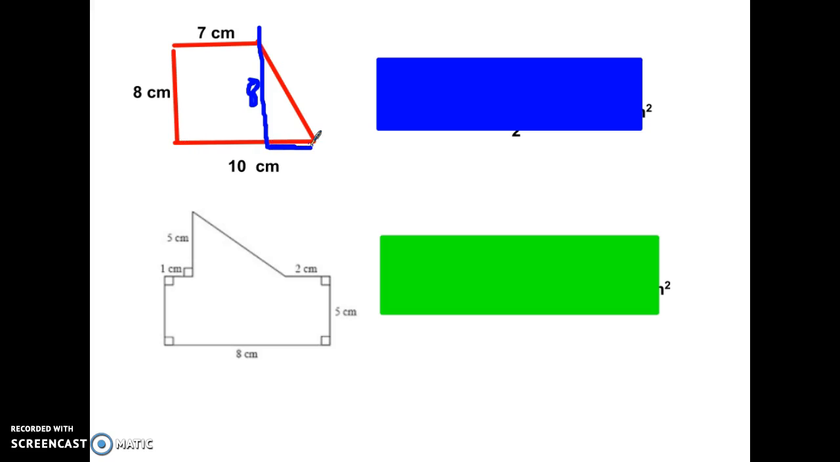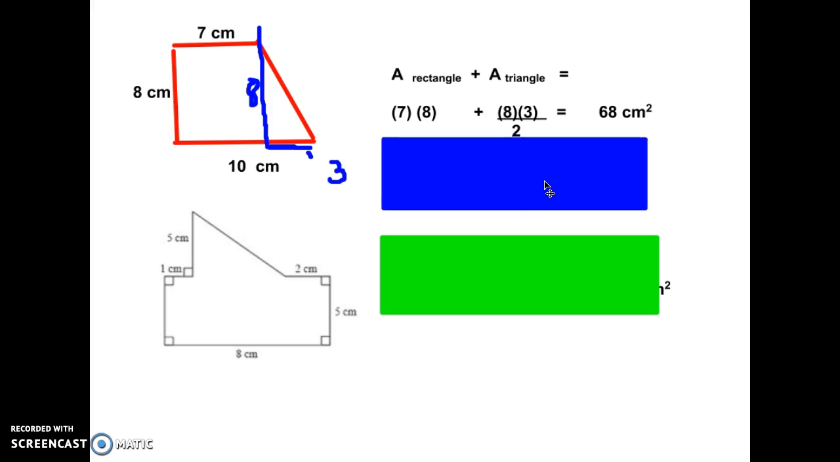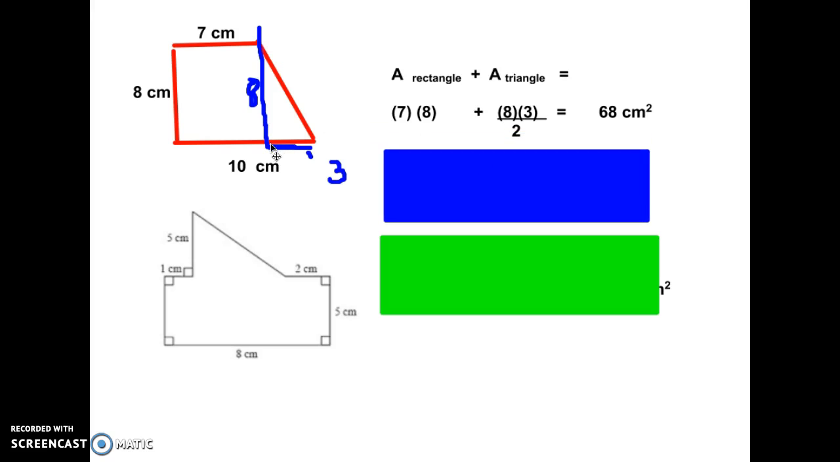The whole length is 10. This first part is 7, because this is 7. So this part right here must be 3 centimeters. So we can find the area by adding the area of the rectangle and the area of the triangle. That would be 56 plus 8 times 3, base times height, divided by 2, which is 24 divided by 2, or 12. Add those together and we get 68 centimeters squared.